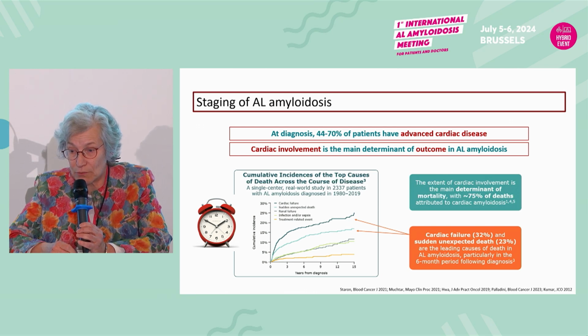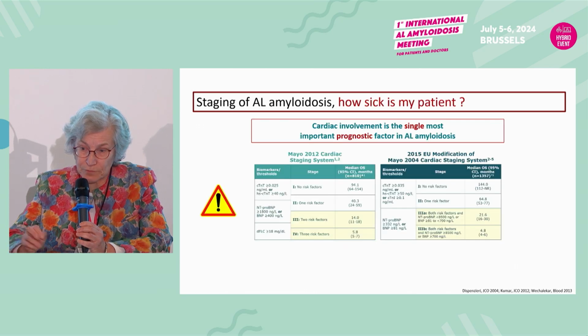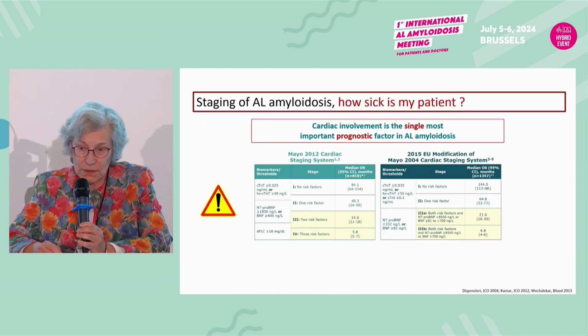On this slide, if you look at the cumulative incidence of the causes of death across the course of disease, you clearly see that cardiac failure and sudden unexpected death are in front, far before infection or renal failure. So it's important to stage the patient, and the single most important prognostic factor is cardiac involvement. That means that you will realize how sick your patient is.